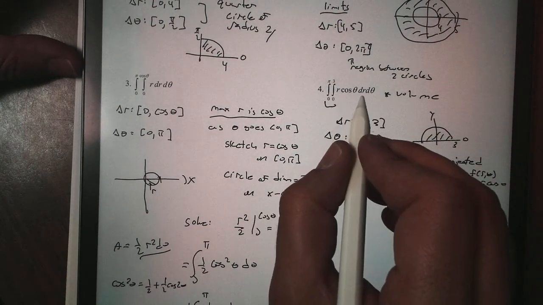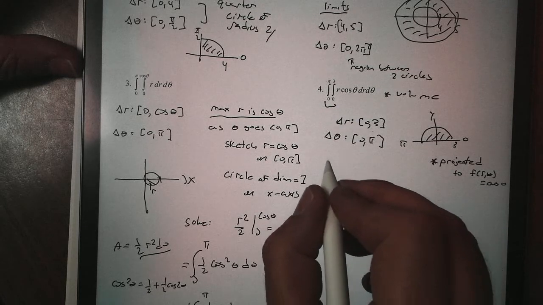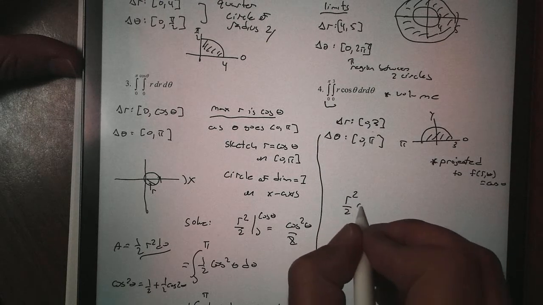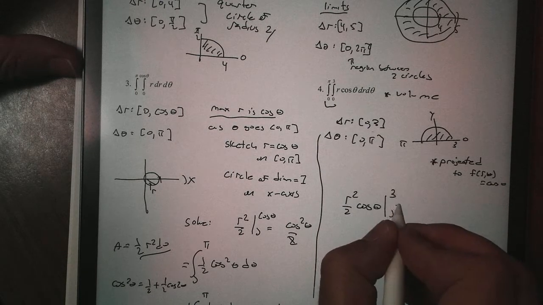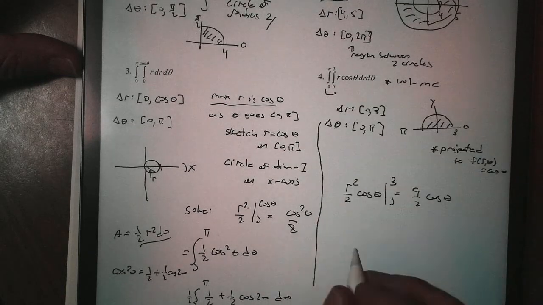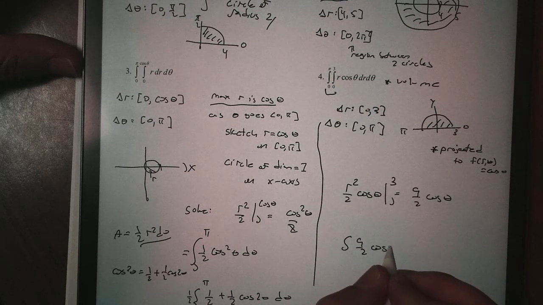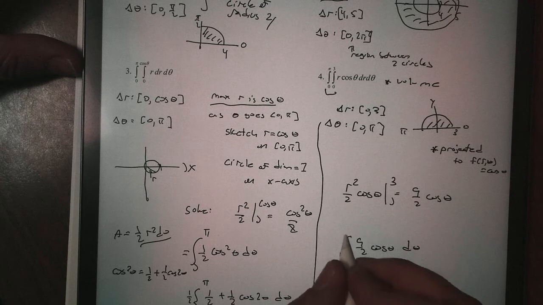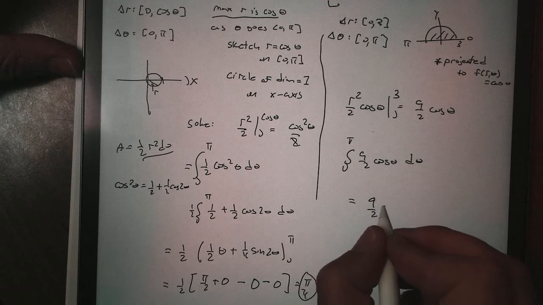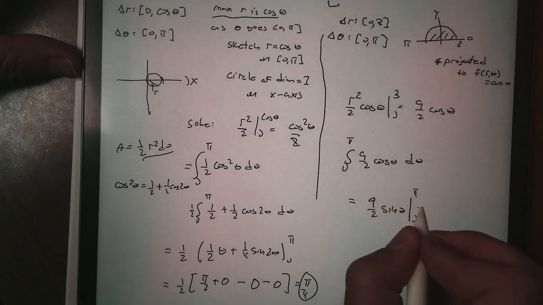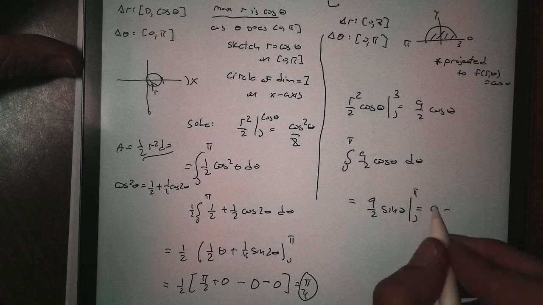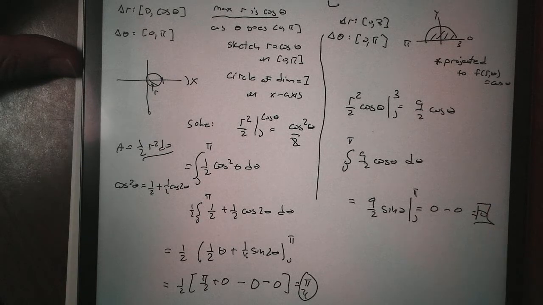If I were to solve this, I'm integrating with respect to r first, and we're going to get r squared over 2 cosine theta from 0 to 3, which is 9/2 cosine theta. And now I'm going to integrate that with respect to theta. So 9/2 cosine theta d theta from 0 to pi, and that just becomes 9 halves sine theta from 0 to pi, and sine of pi is 0, sine of 0 is 0. So we get a volume of 0.